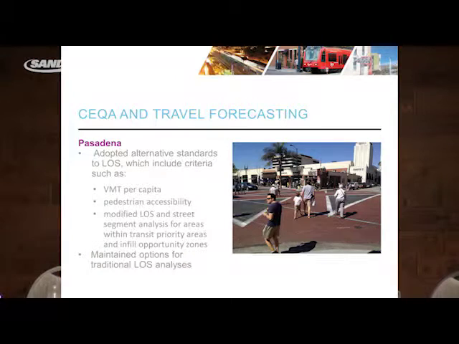Pasadena recently, I think this was in October, maybe? October, around that time, adopted alternative standards to LOS, which include criteria such as VMT per capita, pedestrian accessibility, modified LOS and street segment analysis for areas within transit priority areas and infill opportunity zones. So what they did was they actually mapped their transit priority areas and their infill opportunity zones, and then identified modified LOS criteria for these areas.